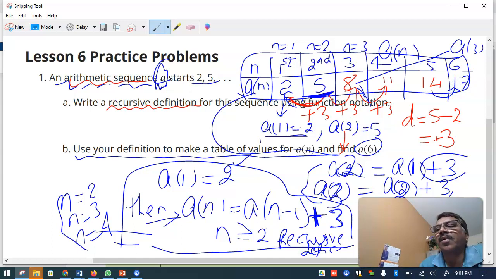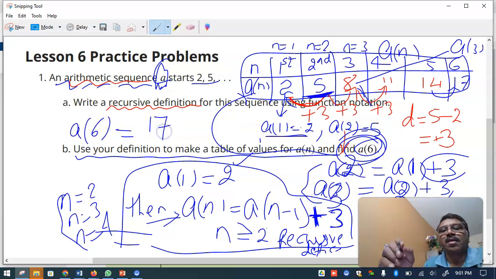So your answer for this one, right? A of the number in the sixth position is 17. So that's all it is. So hope that helped. Let's move to the second question.